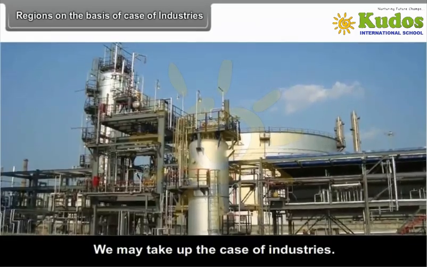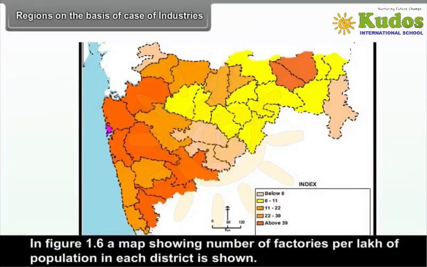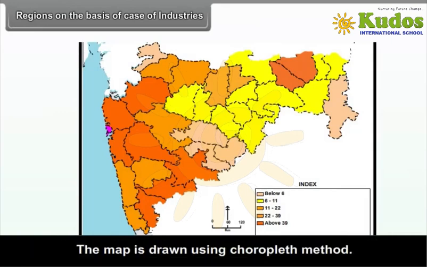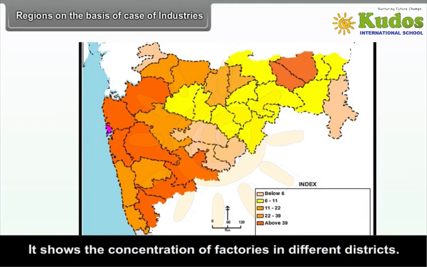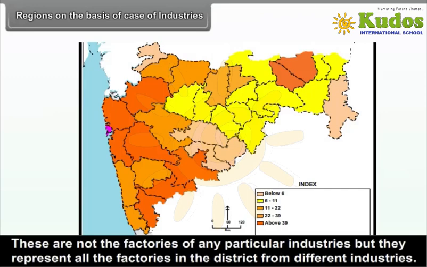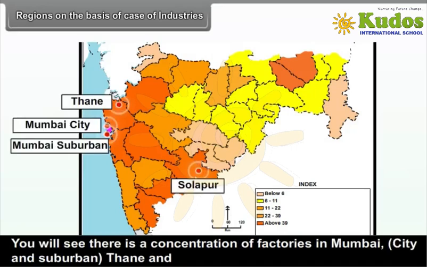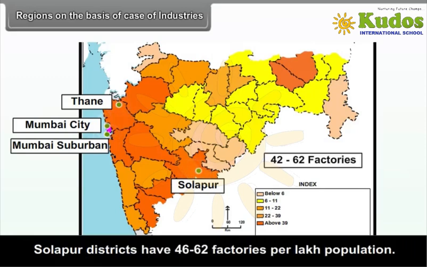We may take up the case of industries. In figure 1.6, a map showing the number of factories per lakh population in each district is shown. The map is drawn using the choropleth method. It shows the concentration of factories in different districts. These are not the factories of any particular industry, but they represent all the factories in the district from different industries.